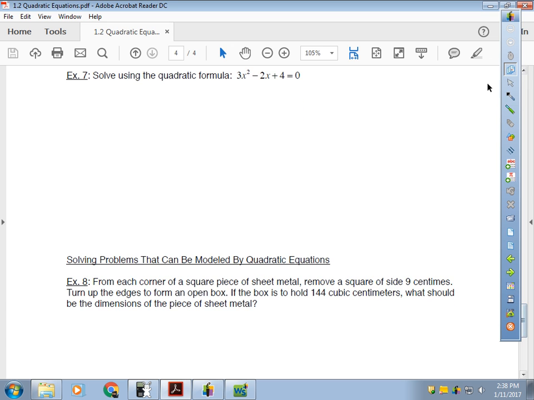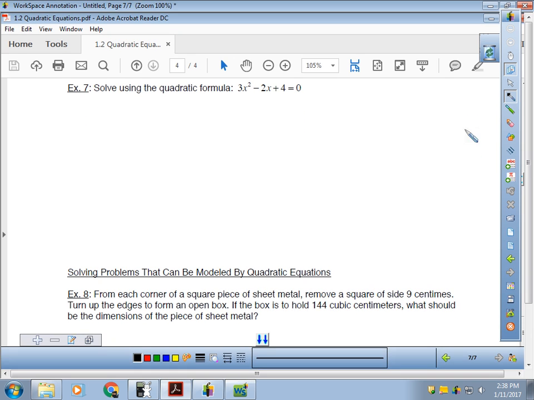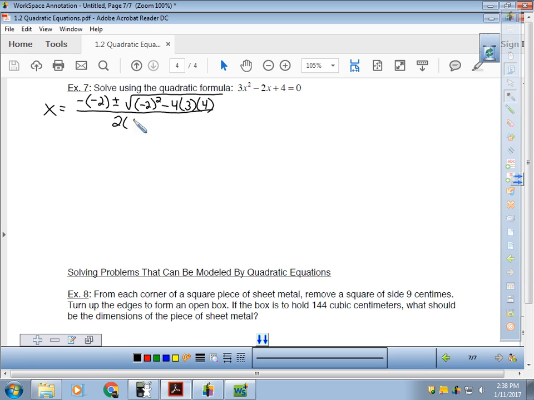Let's look at another one. Example 7 here, we have solve using the quadratic formula, 3x squared minus 2x plus 4 equals 0. So again, we're going to set up our quadratic formula. We'll say x equals negative b. My b here is negative 2. Plus or minus the square root. We're going to do our b squared, so negative 2 squared, minus 4 times the a, which is 3, times the c, which is 4, all over 2 times the a, which was 3.